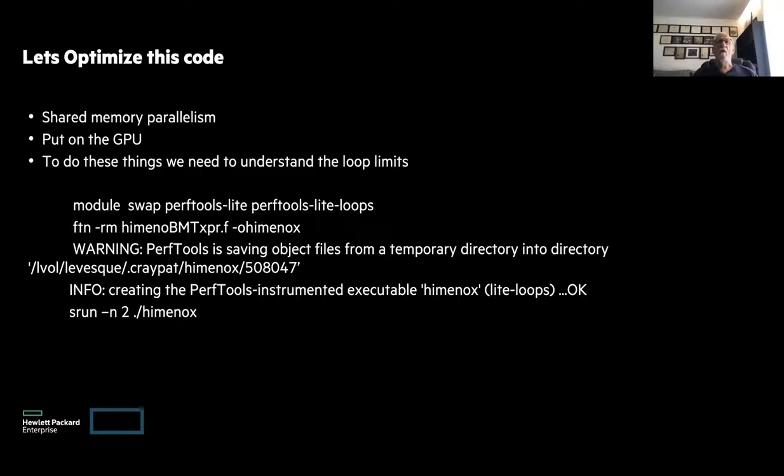Now, the thing that's extremely important when you're going to parallelize an application is you want to know the do loop iteration count. And so what we're going to do is we're not going to use Perftools Lite. We're going to use Perftools Lite loops. So we use Lite loops, we compile, this is giving us that annotated listing, and then we're going to run it, okay?